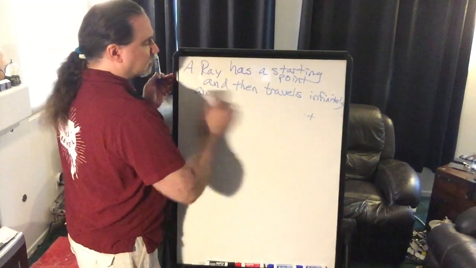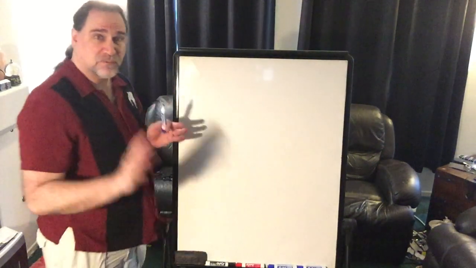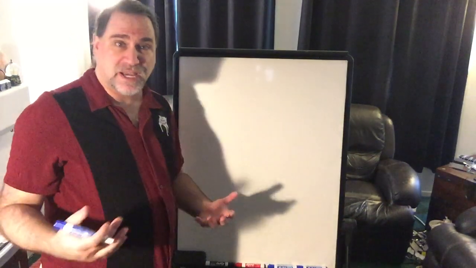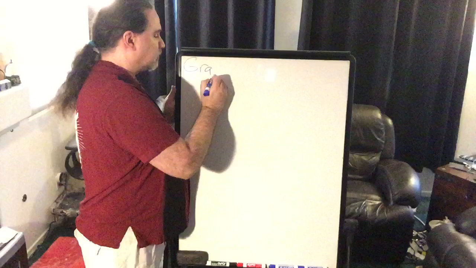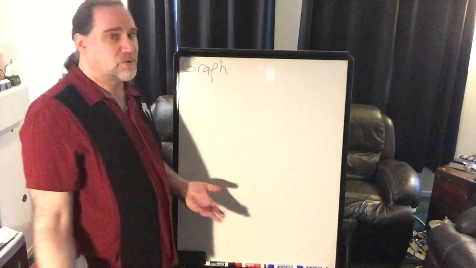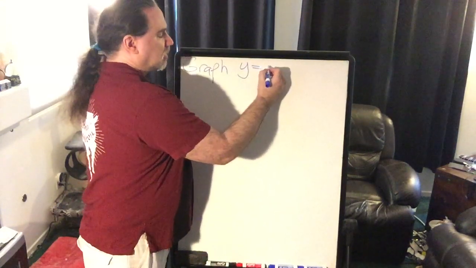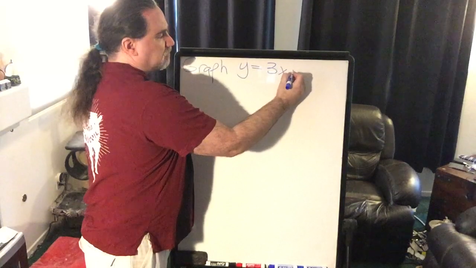Now, in order to really understand graphing a ray, let's make sure we remember how to graph a line. So we're going to graph a line, then we're going to graph a ray. So let's start with, and again, we don't go through a lot of detail here. We just say graph, and then we get ourselves an equation. y equals, let's make it easy, 3x plus 1.